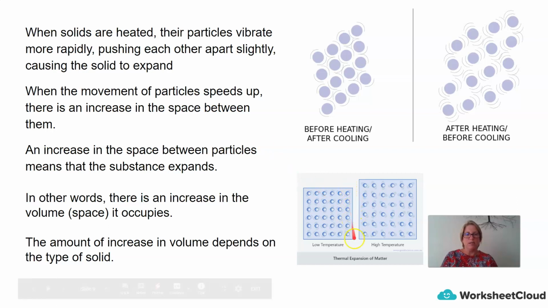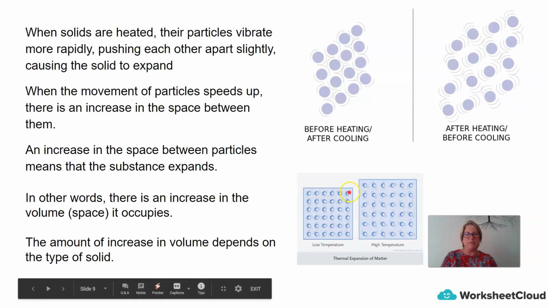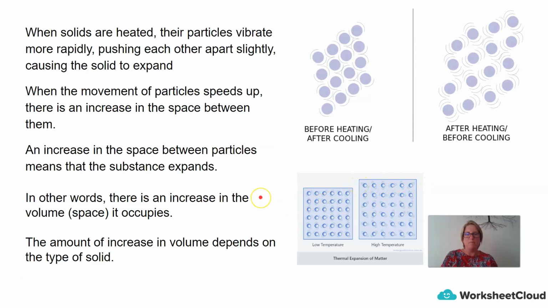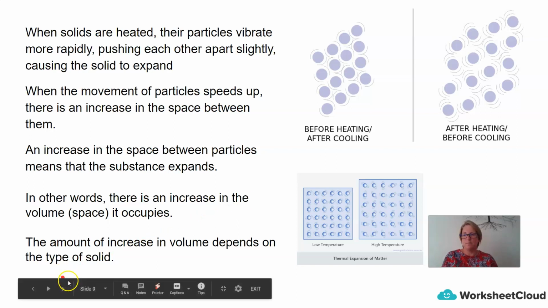So here we can see the volume that the substance takes up at a low temperature, and here we can see the volume of a substance that it takes up at a higher temperature. So that means, in other words, there is an increase in the volume of space it occupies. The amount of increase in volume does depend on the type of solid.